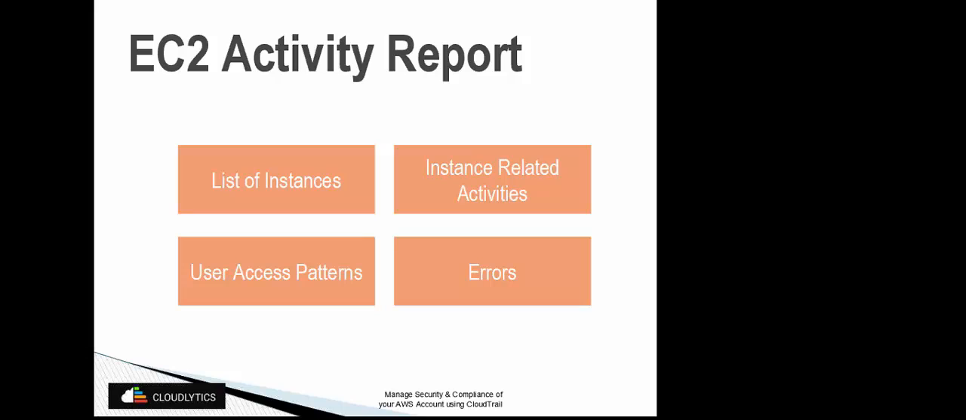This report mainly concentrates on accesses that were being made to your EC2 instance. So any of the activities or API calls related to an instance will be shown here. A few of the things that it shows are the list of instances to which API calls were made, and activities that were related to a certain instance. So if you provide a specific instance, all the activities related to that instance will be shown. The user access pattern, that is which users in your infrastructure had access to that instance, and any errors or API calls that were made in that EC2 instance.